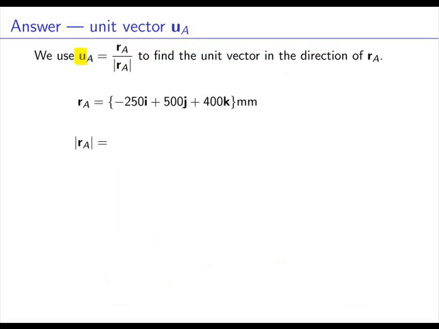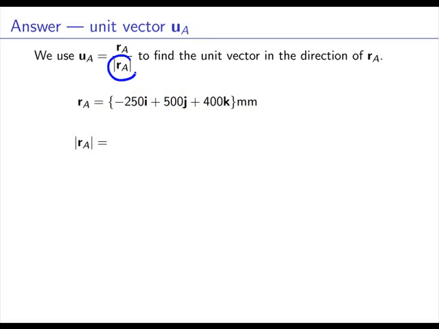The formula UA equals RA over the magnitude of RA can be used to determine the unit vector UA. The position vector RA describes the location of A. It contains information about A's direction from the origin and about its distance from the origin. We want to get rid of the distance information so that we're left with information purely about the direction. Now we've just determined that RA is minus 250i plus 500j plus 400k millimeters.